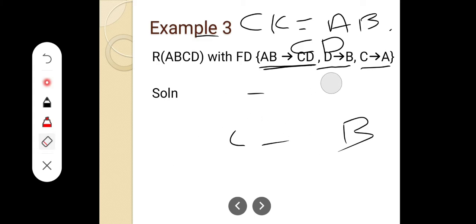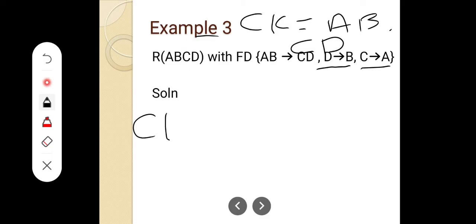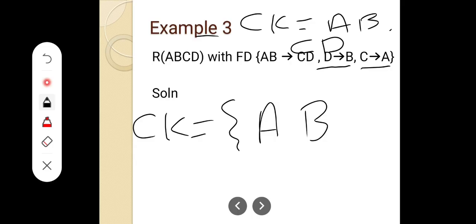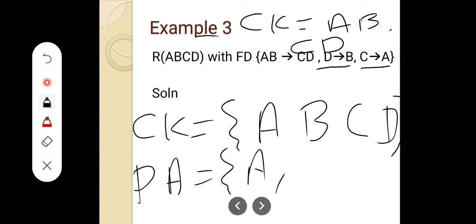Clear? So the final candidate keys are AB and CD. Prime attributes are A, B, C, D. Okay, this is the answer.